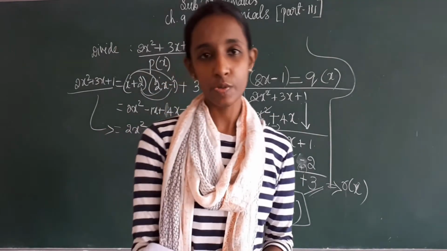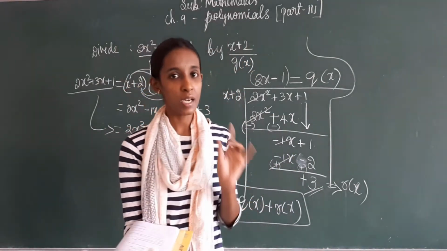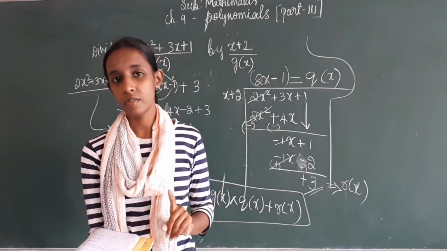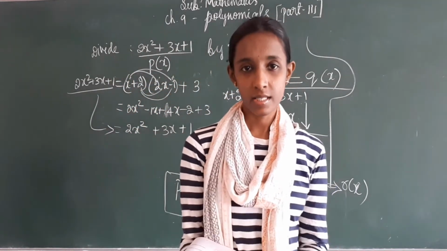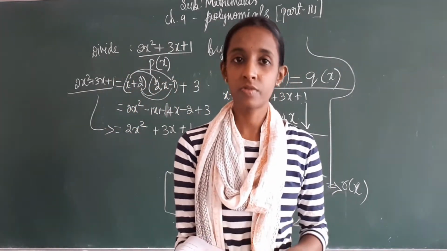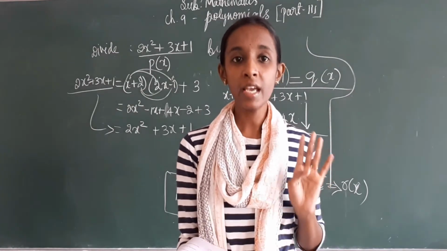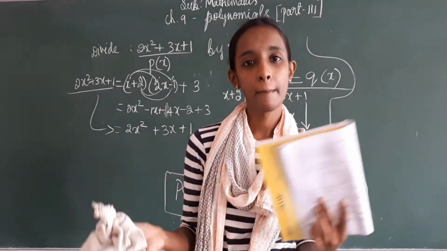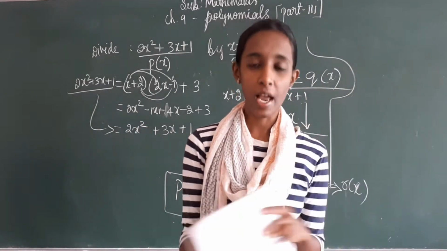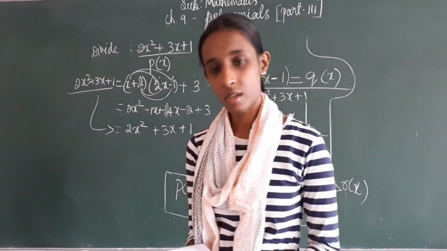How many zeros will be there? See, for a linear polynomial, the highest power is 1, so the number of zeros is 1. For quadratic, it is 2. For cubic, it is 3. So here the highest power is 4, so the number of zeros will be 4. Already they have given 2 zeros, root 2 and minus root 2. You have to calculate the remaining 2 zeros.